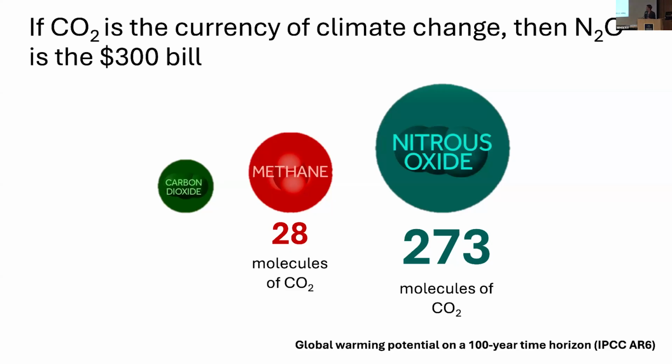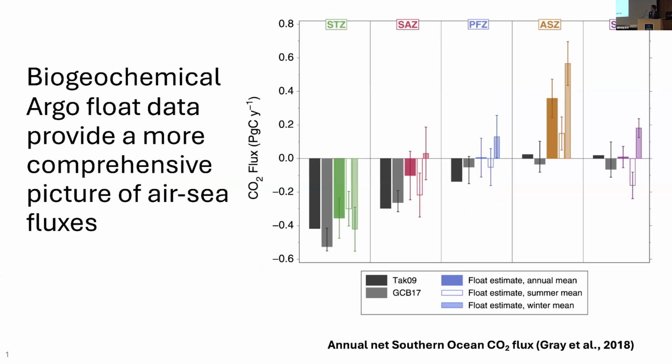So usually when we're thinking about greenhouse gases, we usually think about carbon dioxide, which makes sense. It's the big one. It has the greatest overall radiative forcing on Earth's climate. But of course, there are other greenhouse gases like methane and nitrous oxide. And in particular, each molecule of nitrous oxide has the global warming potential of 273 molecules of carbon dioxide. So you may have heard me say before, if carbon dioxide is the currency of climate change, then nitrous oxide is the $300 bill.